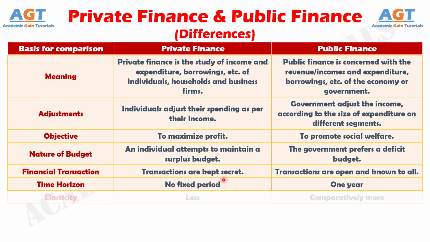And, difference number 7, public finance is relatively more elastic than private finance because an individual cannot make sudden and huge changes in his income, but the same is possible in case of public finance. In private finance, the individual or household can postpone or avoid certain expenses if they are unnecessary or avoidable. However, in the case of public finance, the government cannot avoid or delay certain expenditures, especially expenditure on defense, agriculture, research or public administration. So, these are the differences between private finance and public finance.